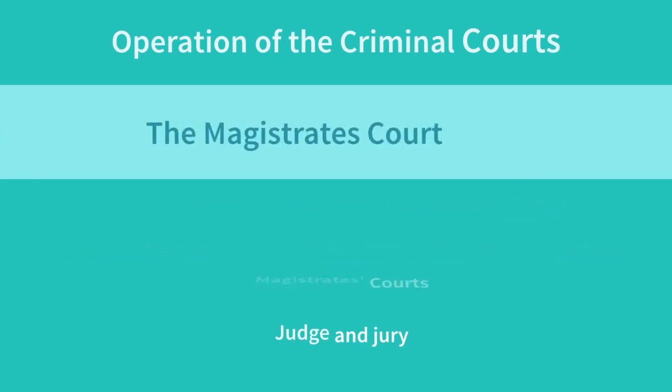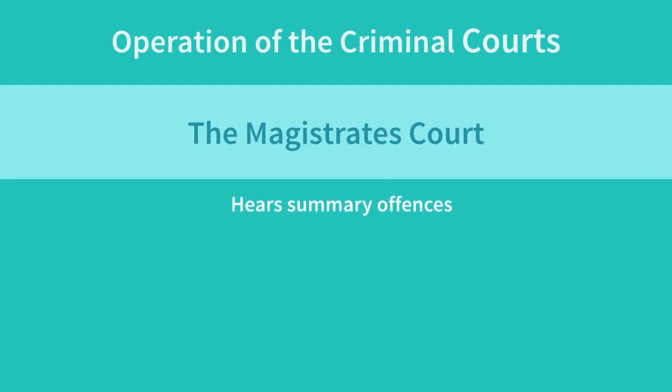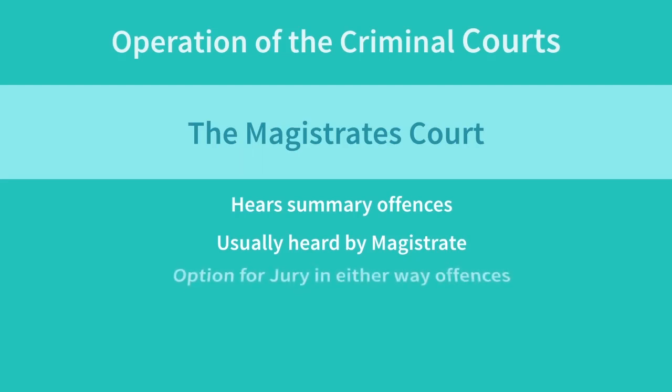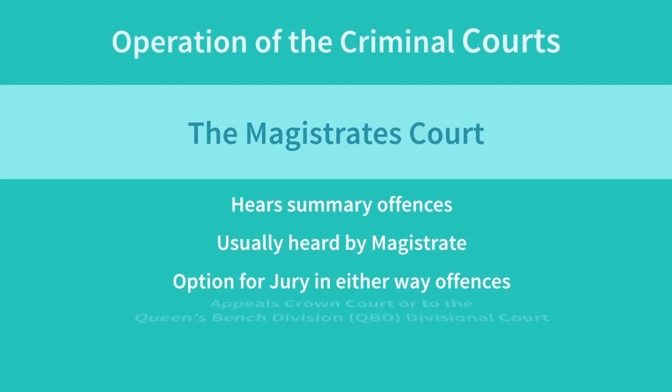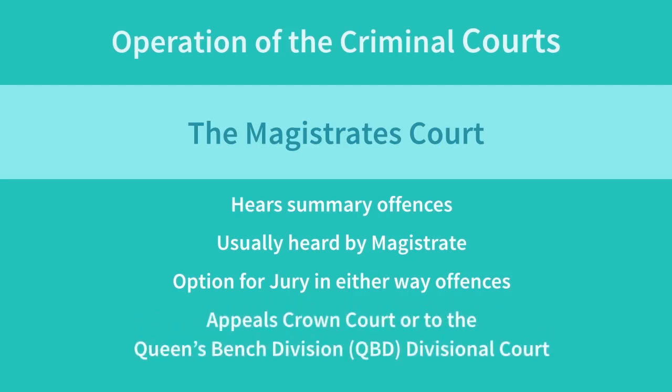For less serious offences, known as summary offences, the defendant is tried by magistrates, and for either way offences, i.e., an offence that can be indictable or summary in nature, the defendant is usually tried by magistrates. The defendant and magistrates can elect for a jury trial. Criminal appeals from the magistrates go to the Crown Court or to the Queen's Bench Divisional Court, by way of case stated, on a point of law or on the basis that the magistrates went beyond their proper power.